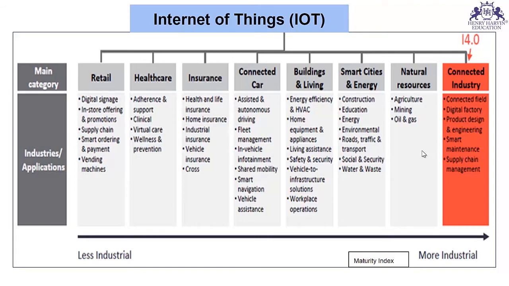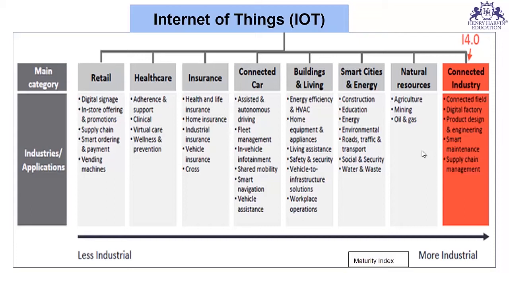And as we see the Internet of Things, which is the essential part of connecting devices, we can see it is being used in various sectors. We can see retail, healthcare, insurance, connected cars, buildings and living, smart cities and energy, natural resources, and also the connected industry. And the connected industry is a very important application of Internet of Things.